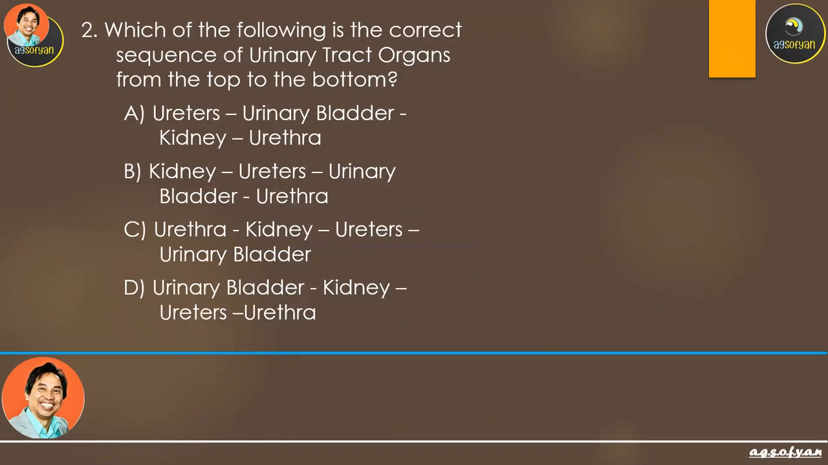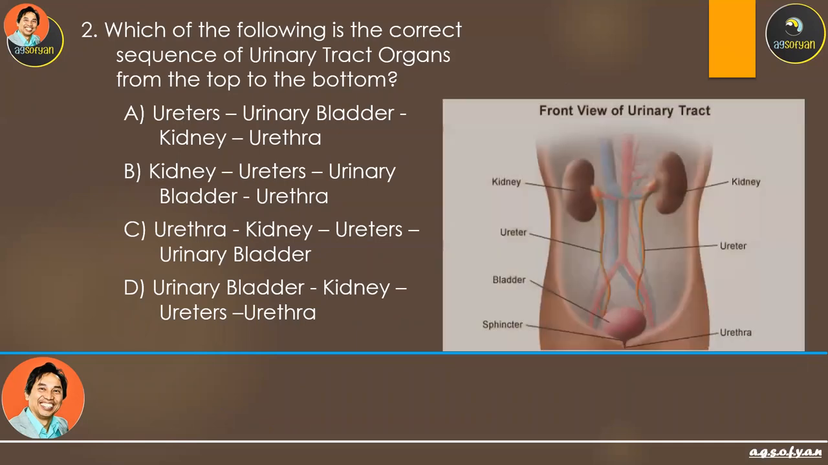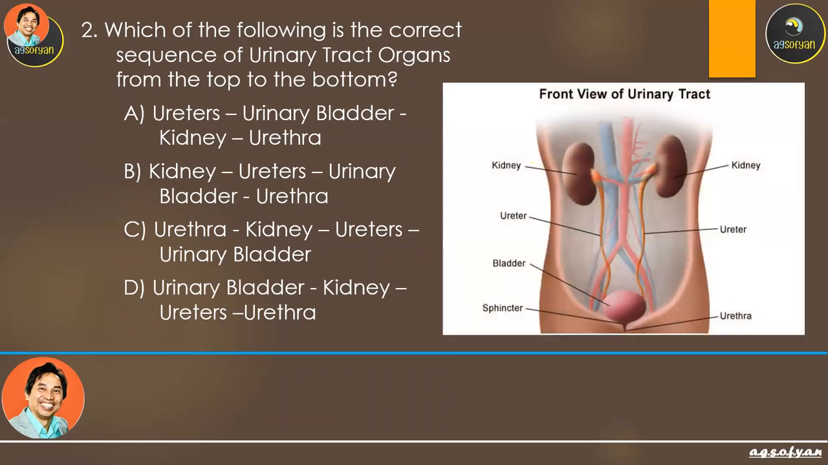Okay, next one. Which of the following is the correct sequence of urinary tract organs from the top to the bottom? Choose your answer. It starts with kidney because kidney is the organ that filters the blood. And then from the kidney, the filtrate, which is the urine, will be carried into the ureter. There are 2 ureters, 2 kidneys and 2 ureters. And the ureter will carry the urine into the storage, which is called the urinary bladder.